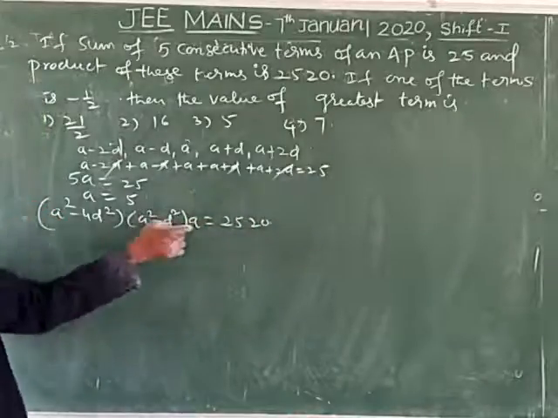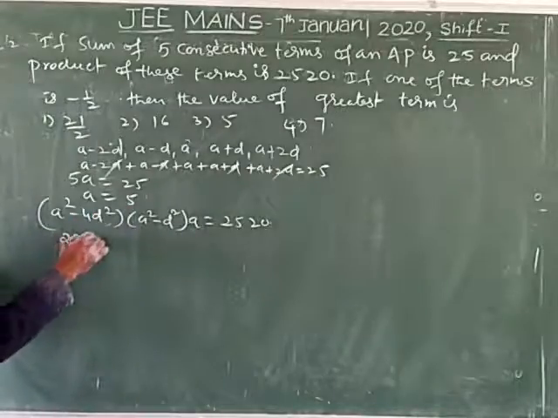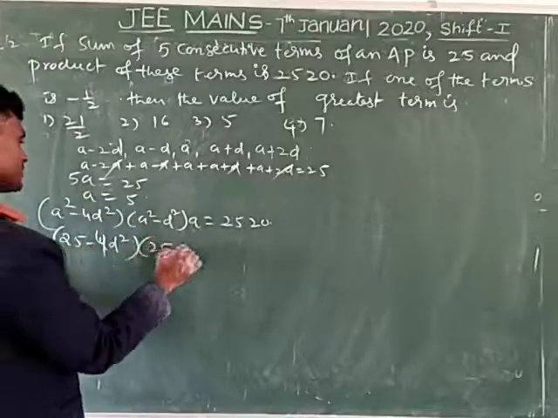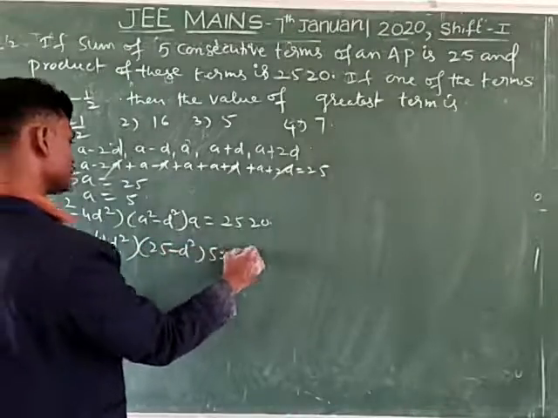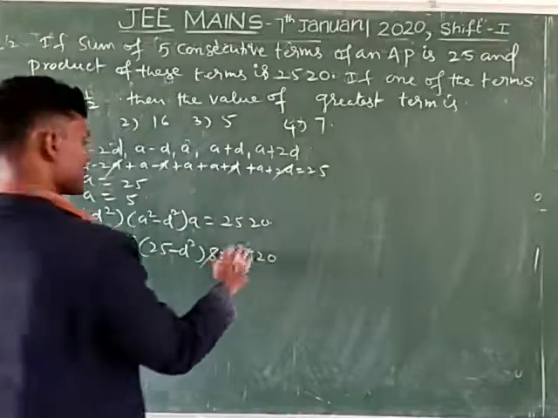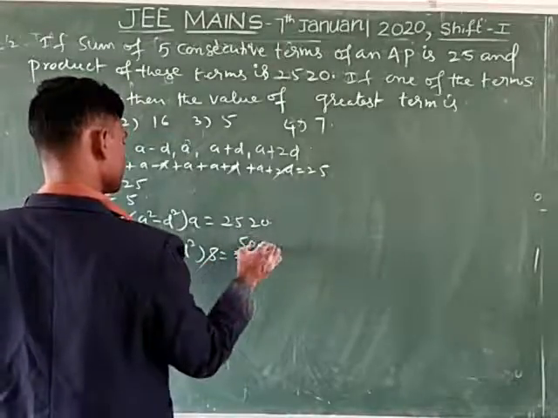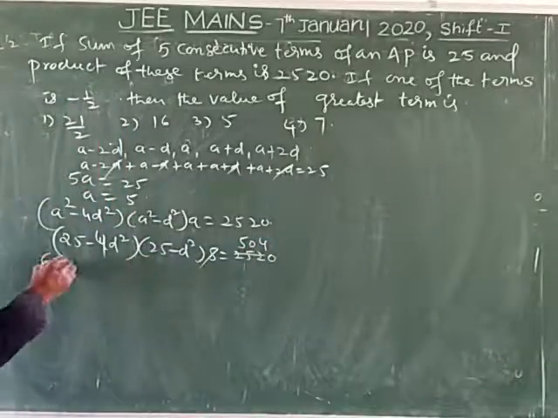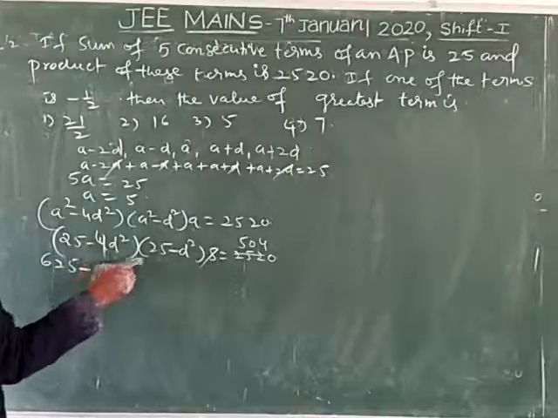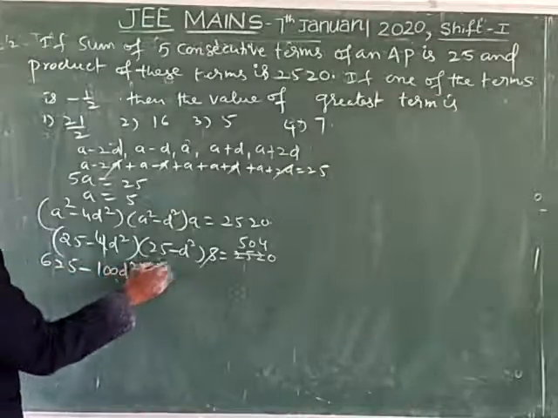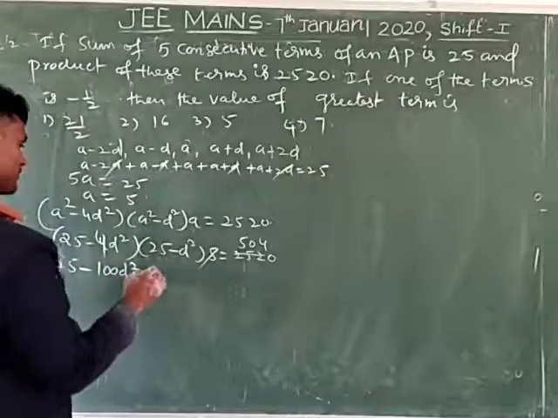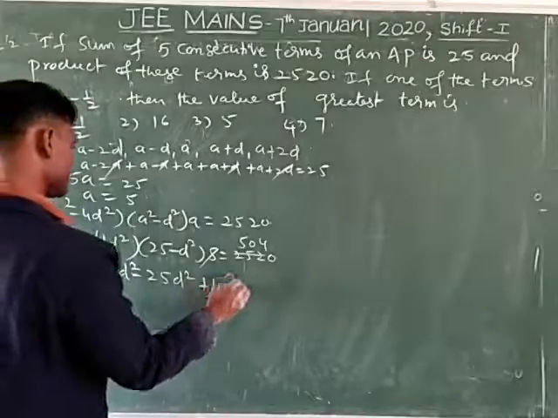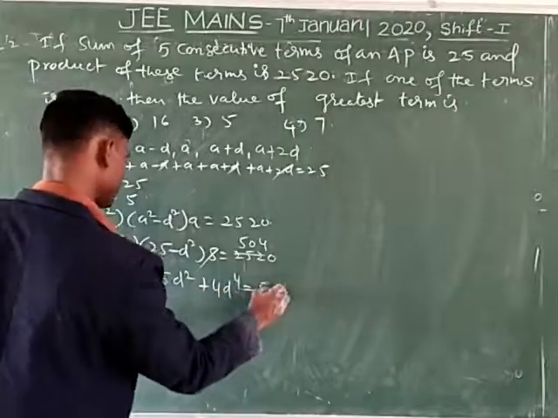Now substitute a is equal to 5: (25 minus 4d square) and (25 minus d square) into 5 is equal to 2520. Now 5 ones are 5, 5 fives are 25, 5 fours are 20. Now multiply this: 25 into 25 is 625, 25 into 4d square is 100d square, and d square into 25 is 25d square, minus into minus plus. Here 4d to the 4 is equal to 504.